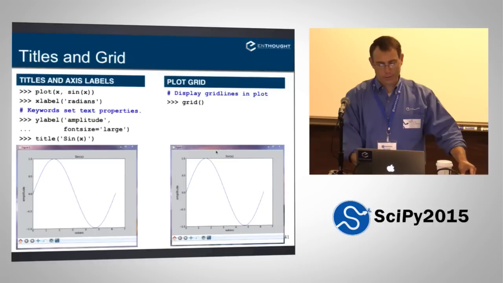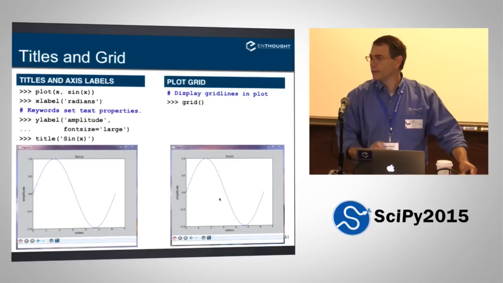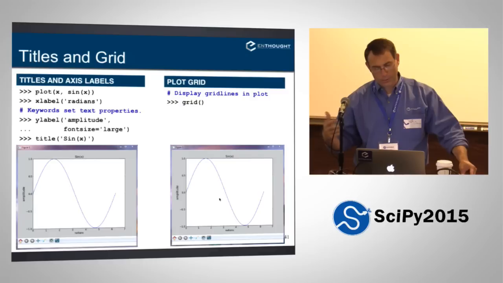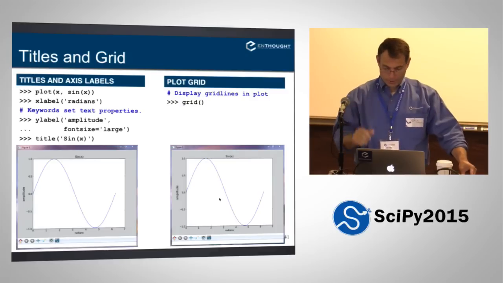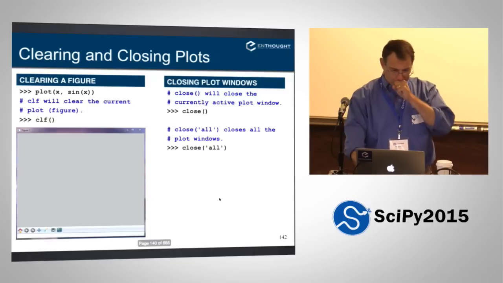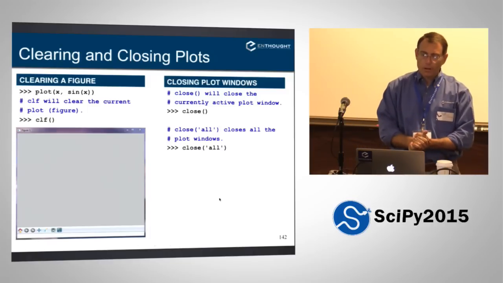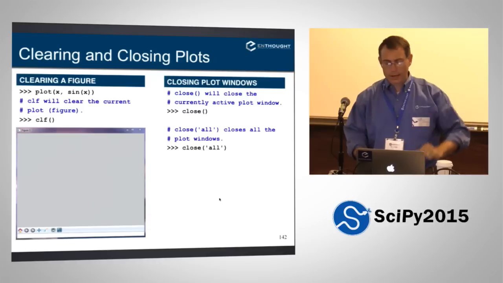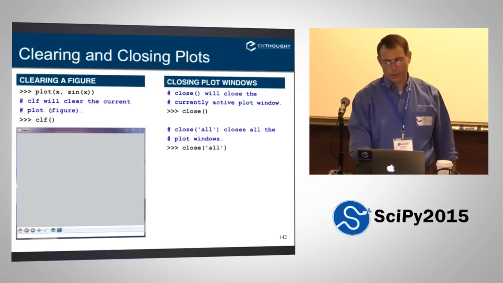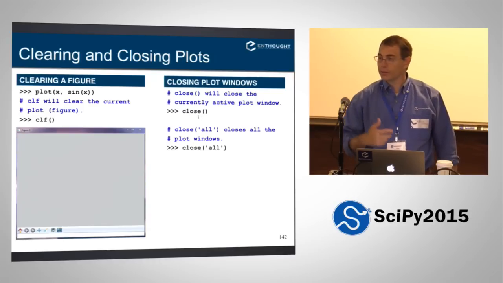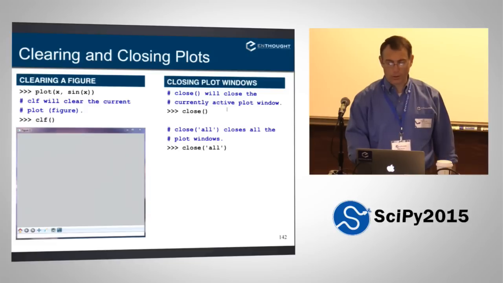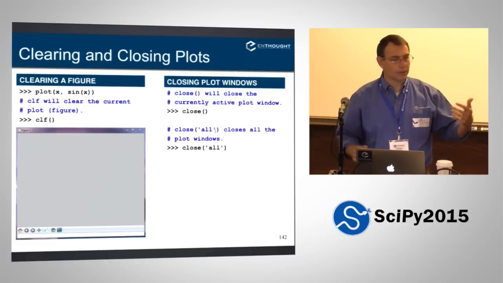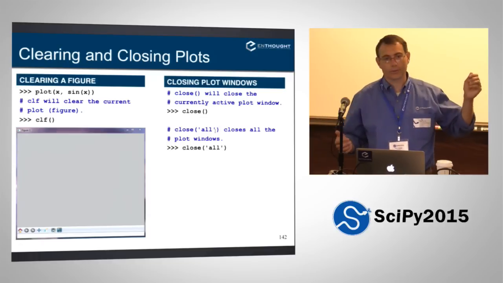Grid, a great command for turning the grid on or off. It's a modal. If you call grid while the grid's on, it'll turn off. If you call it when it's off, it'll turn on. If you have a figure up and you want to erase everything on it, call clear figure. If you want to close the currently open plotting window, call close. If you want to close all of the open plotting windows, I do this a lot.